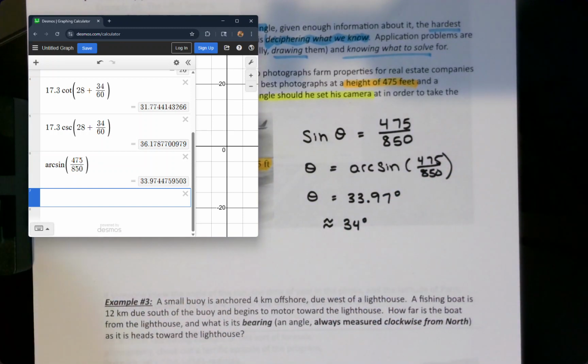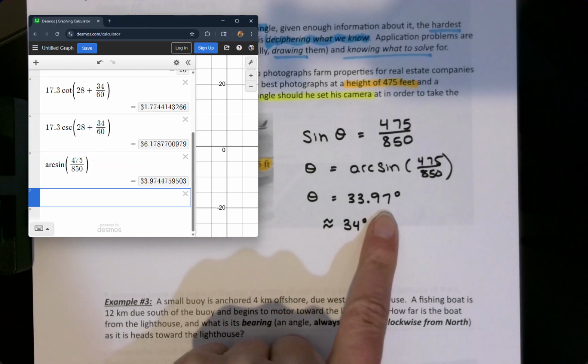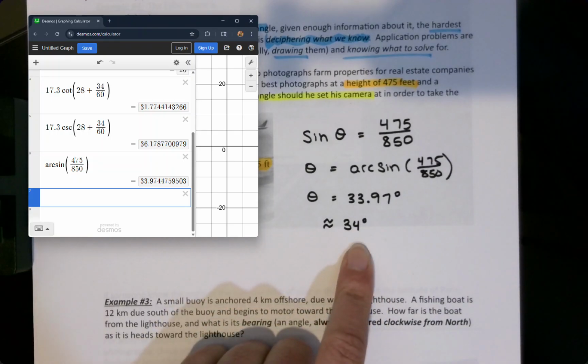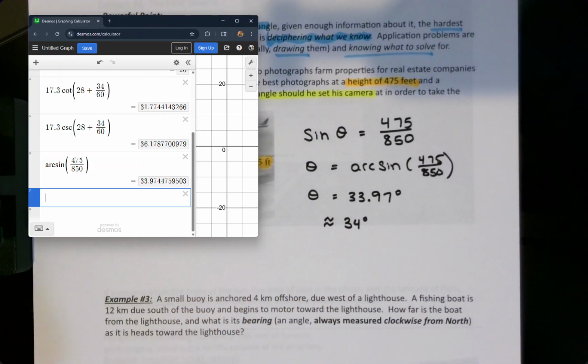Typically, it's hard to adjust for more than a tenth of a degree. Even the tenth of a degree can be difficult. So I rounded that to two places just because it would round to 34 as a whole number to one place. And so we're going to say it's about 34 degrees.